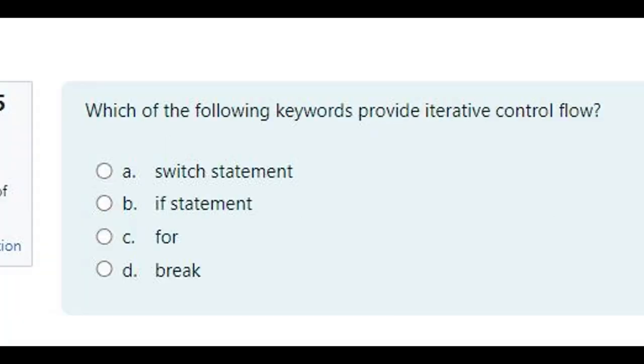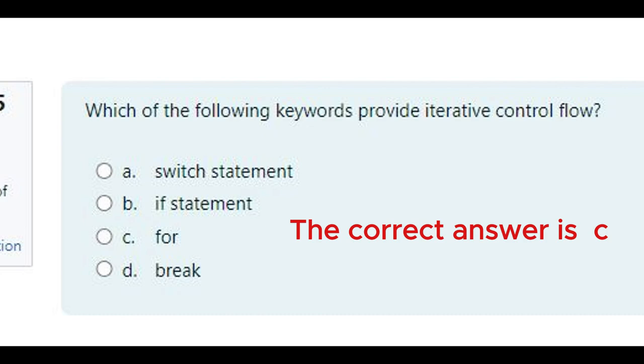Which of the following keywords provides iterative control flow? A. Switch statement. B. If statement. C. For. D. Break. Answer: C. For. Explanation: Iterative control flow refers to constructs that allow repeated execution of a block of code, looping. Among the options, C. For is an iterative control flow statement that creates loops. It repeatedly executes a block of code a specific number of times or until a condition is met.